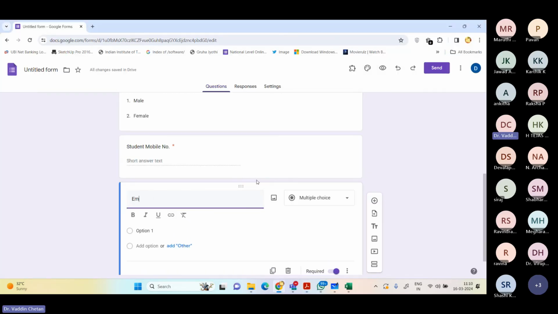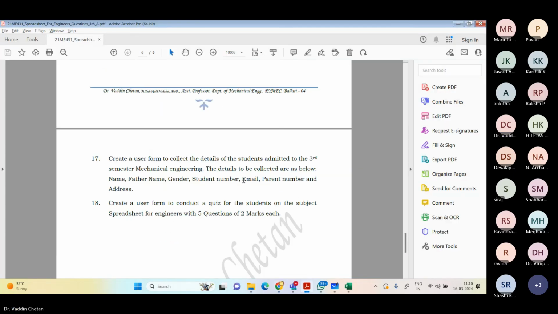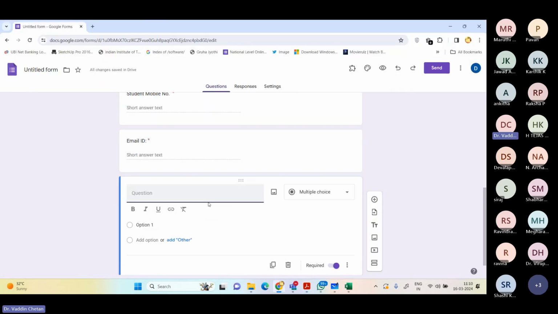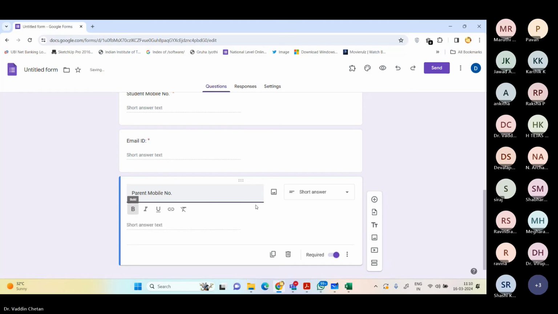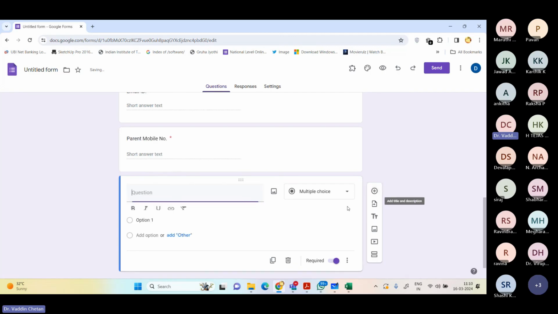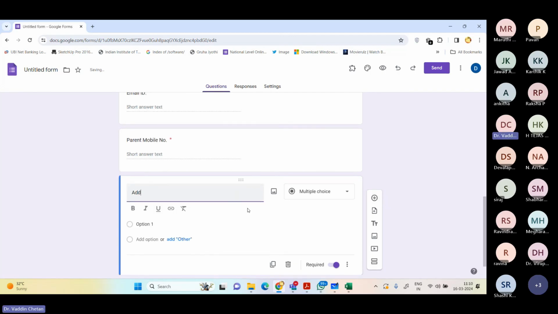And then email ID, right? It is a short answer. I'll take a next question. After email ID, parents' mobile number and address. Parent mobile number, right? This is also short answer. And address.